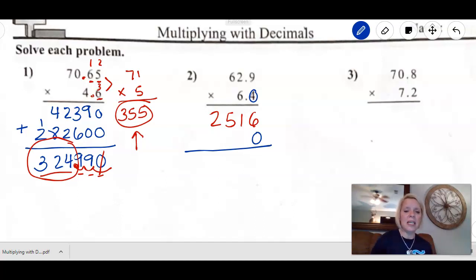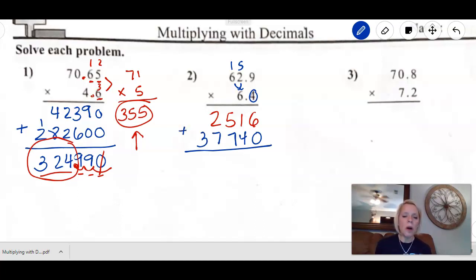Okay, so now it's 9 times 6. Again, you can use your nines trick. You can say, okay, 1, 2, 3, 4, 5, 6. There's 5 in the tens place, 4 in the ones place. It is 54. So 4 goes down, 5 comes up. Now 2 times 6 is 12, plus 5 is 17, and 6 times 6 is 36, plus 1 is 37.